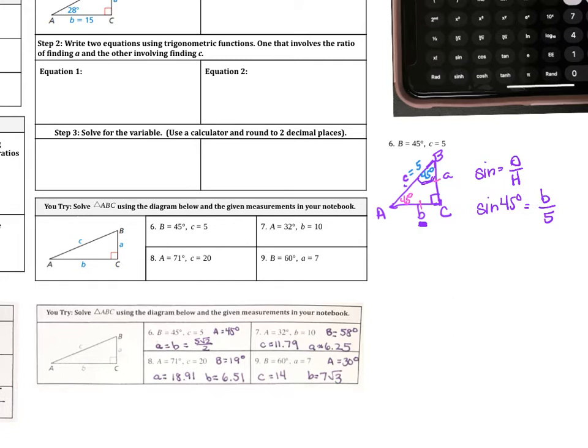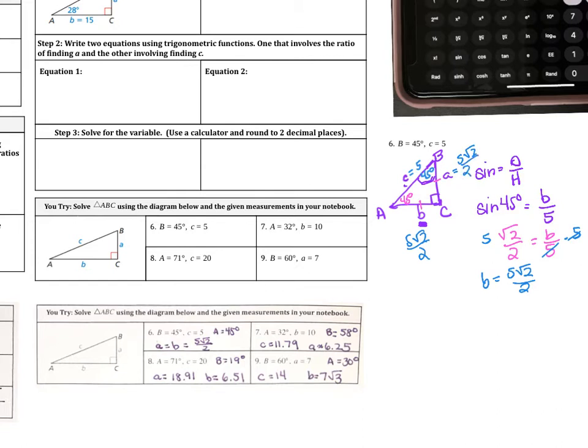Sine of 45 degrees, if you look at your table that hopefully you wrote down, sine of 45 degrees is square root of 2 over 2, and therefore that equals B over 5. So to solve for B, we're going to multiply by 5 to both sides. So therefore we know that B equals 5 square root of 2 over 2. Now because B is 5 square root of 2 over 2, A is the same exact thing of 5 square root of 2 over 2.